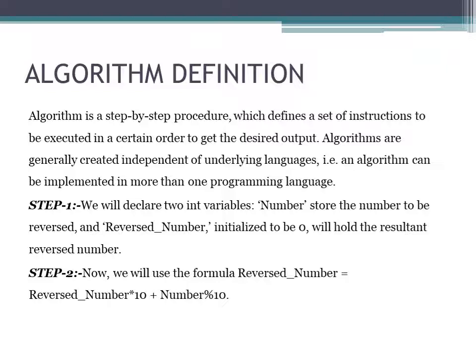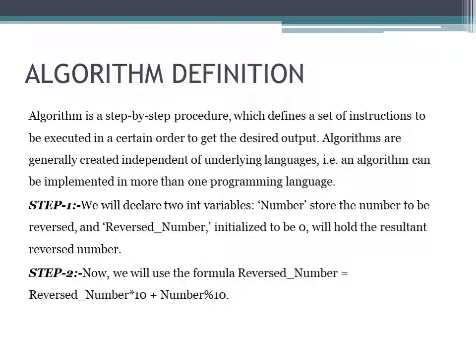First, let us know what is meant by algorithm. An algorithm is a step-by-step procedure which defines a set of instructions to be executed in a certain order to get the desired output. Algorithms are generally created independent of underlying languages. That is, an algorithm can be implemented in more than one programming language.